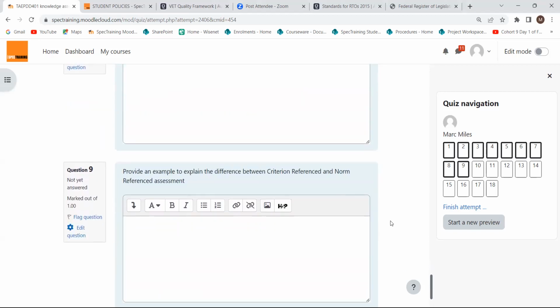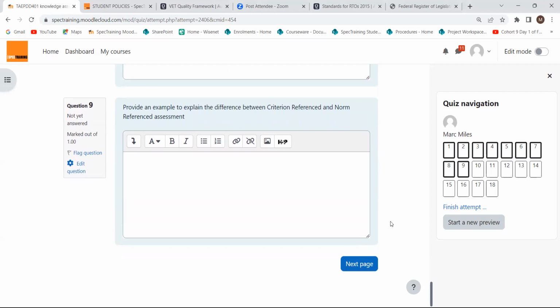Okay, so heading on to question 9 here, it says provide an example to explain the difference between criterion reference and norm reference assessment. So basically what this means is drop in an example of when you have heard or seen or read about competency-based assessment. So you could use something related to your industry. So if you're working in the driving forklifts world, you could say, all right, in our world, we have a standard that a student or a candidate must be able to drive a forklift to this particular standard, and they must be able to do it this number of times. Okay, and a person is either competent at that task or they're not yet competent.